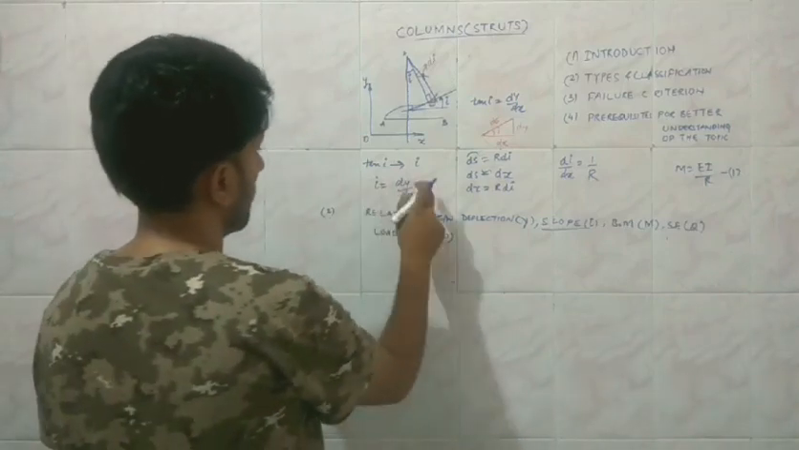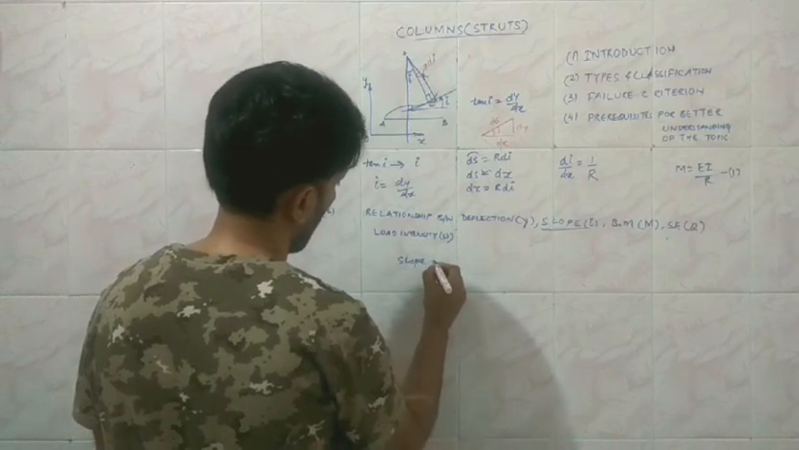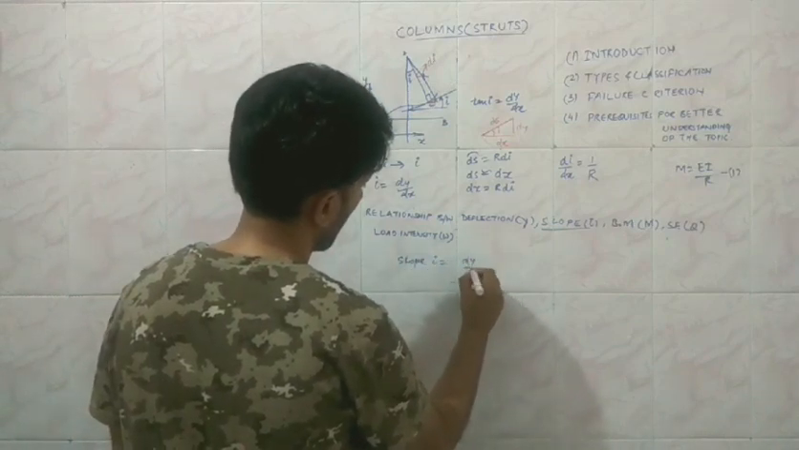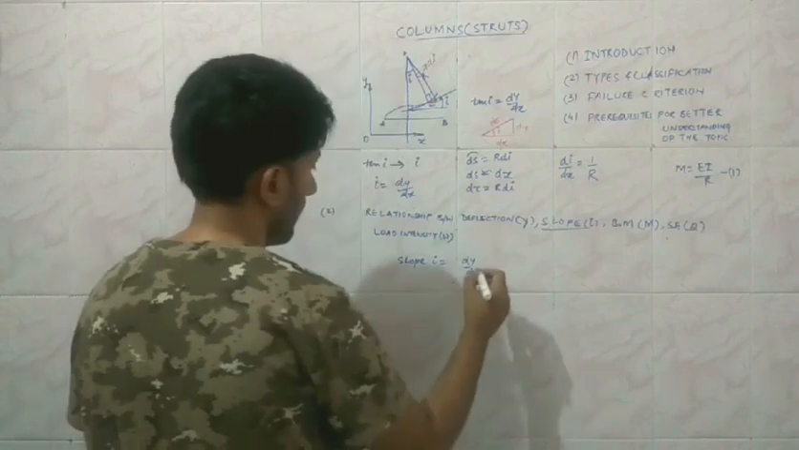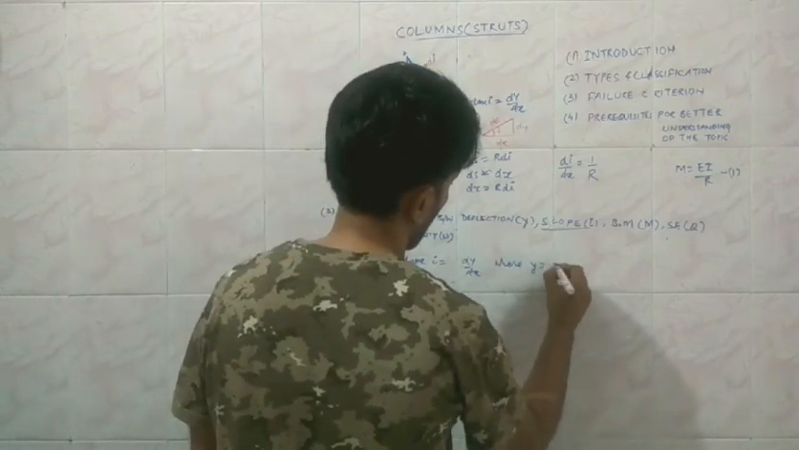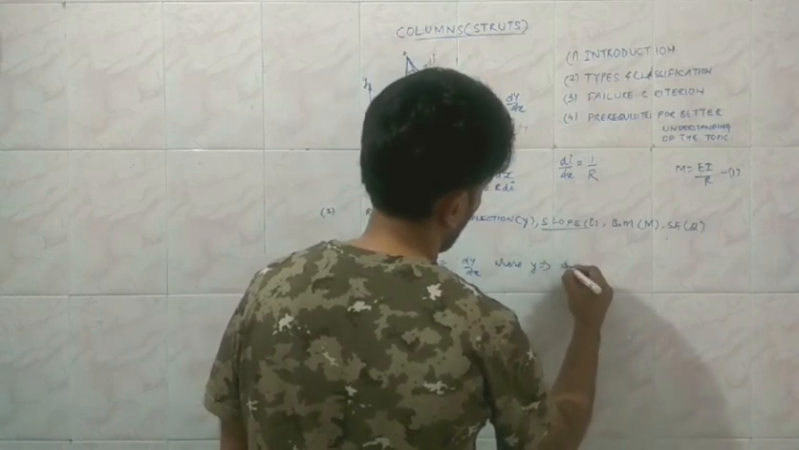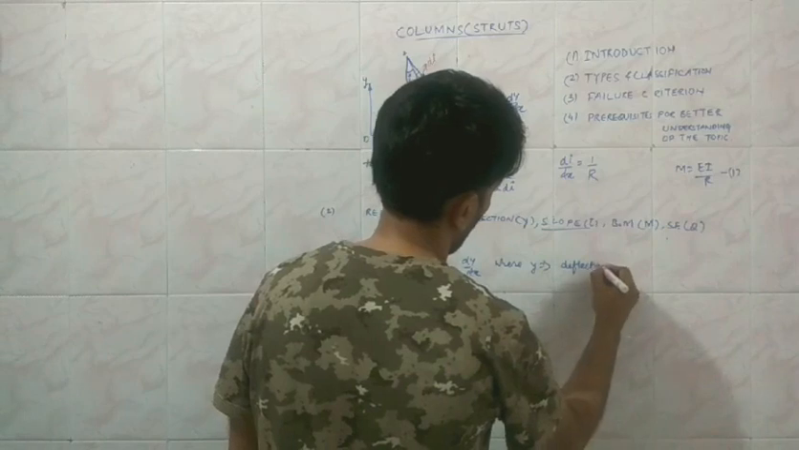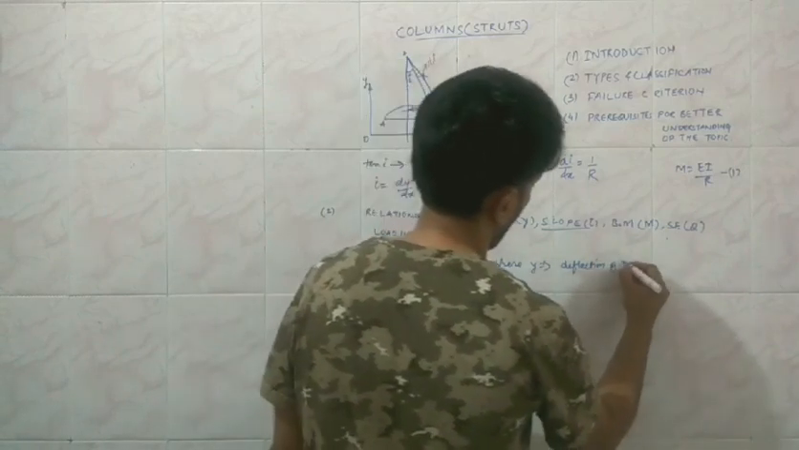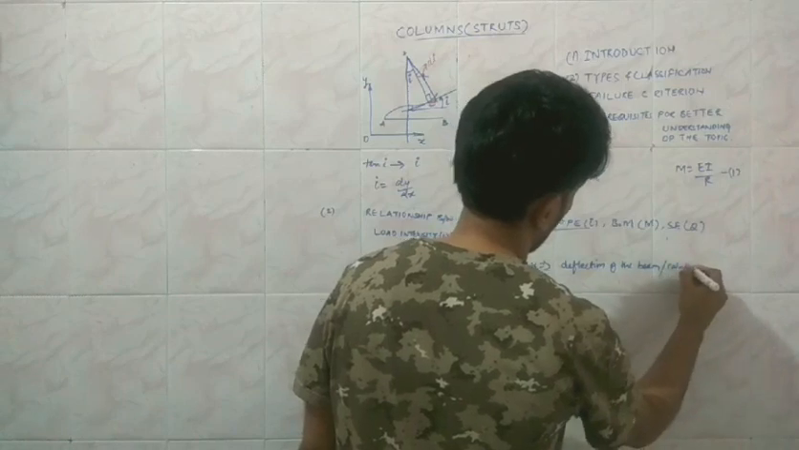So we have identified that the slope i is equal to dy upon dx, where y is the deflection of the beam or column.